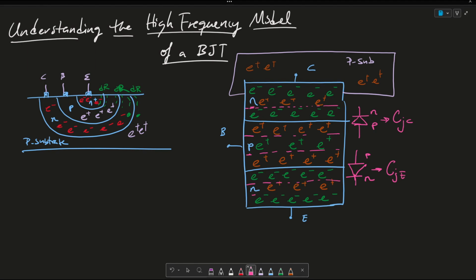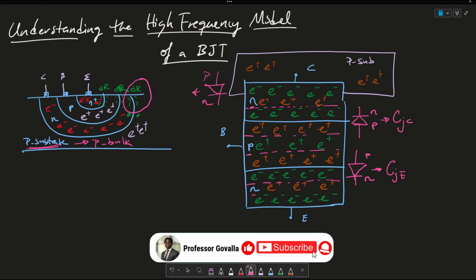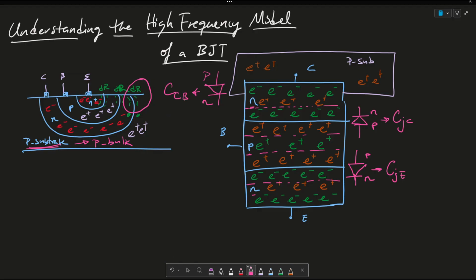All right. And then lastly, as we notice here, okay, the collector is connected to a P substrate, or I can also call this the P bulk. All right. And this is going to also create a junction. So it's going to be a little bit weird, but this is my P and this is my N. So P N. And this parasitic capacitance is referred to as the capacitance at the collector bulk. This can also be referred to as the capacitance at the collector substrate. I will use this more often than this, but they are essentially the same thing.